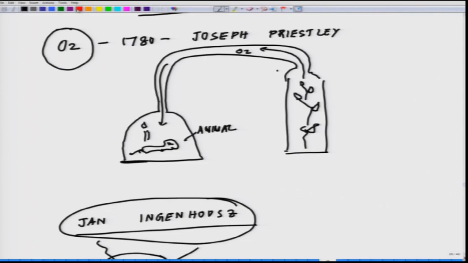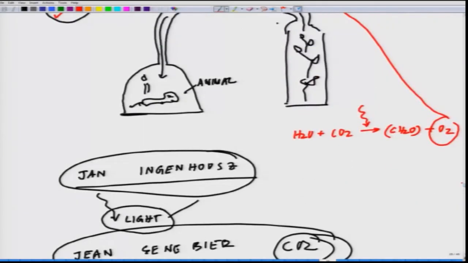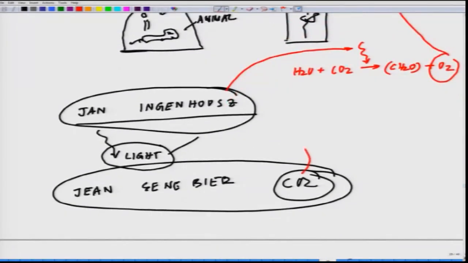We talked about the discovery of oxygen. As you remember, H2O plus CO2 making CH2O, which is carbohydrate, plus oxygen. Oxygen getting liberated was discovered by Joseph Priestley, and this process needs light, which was seen by Jan Ingenhousz. Senebier showed that this process needs carbon dioxide. The distinctive contribution was to show that the fixed air, namely CO2, is taken up in photosynthesis. The role of water in photosynthesis was demonstrated by Theodore de Saussure.